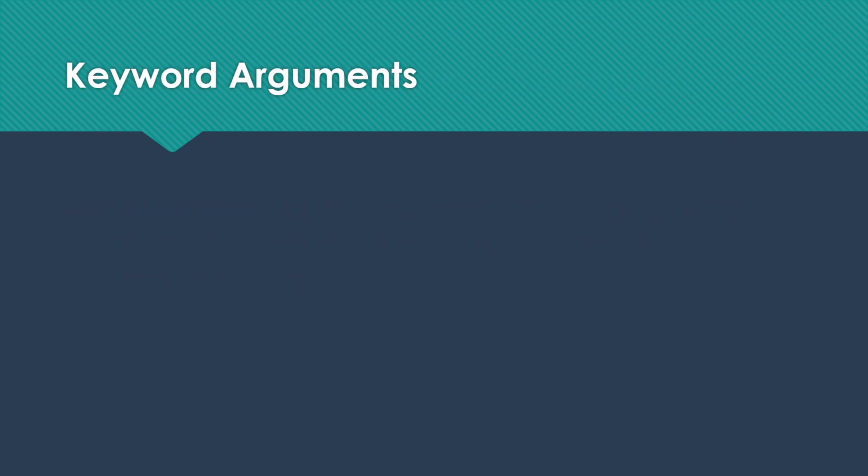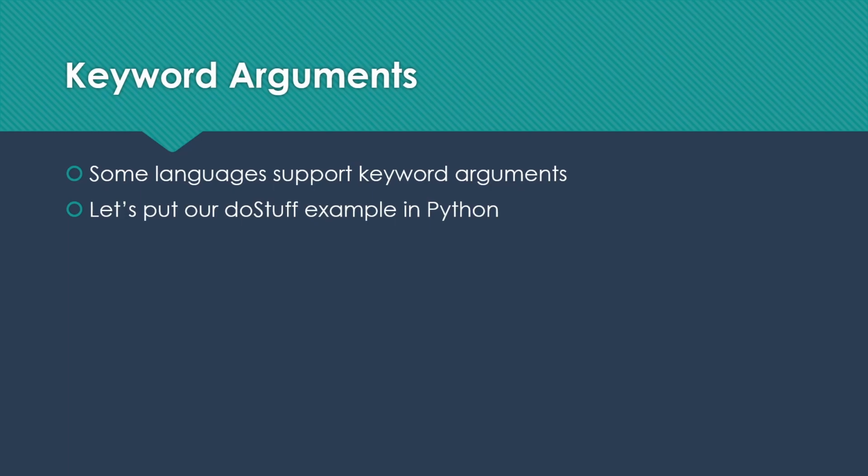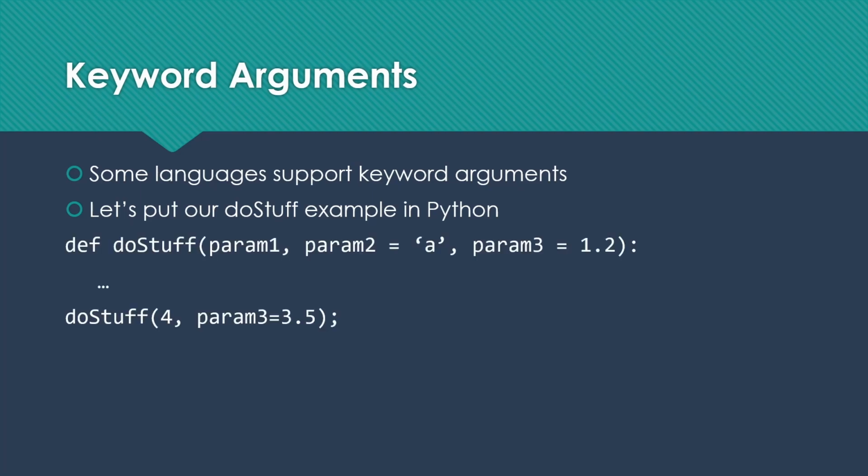There are a few languages that allow us to get around that problem and have something called keyword arguments. The idea here is that I'm going to use the keyword, the name of the variable, in my actual arguments. So if we look at our do stuff example, the second one, and move that to Python, I have the same thing. I've got a param1 that's a positional argument only. I haven't given it a possible value, so I have to specify that one. But then I have two others.